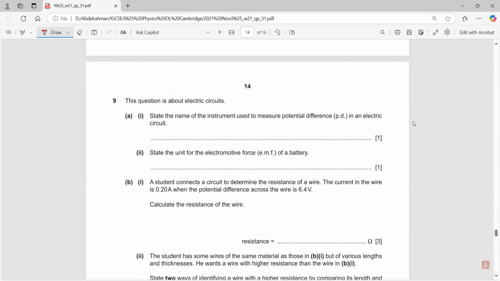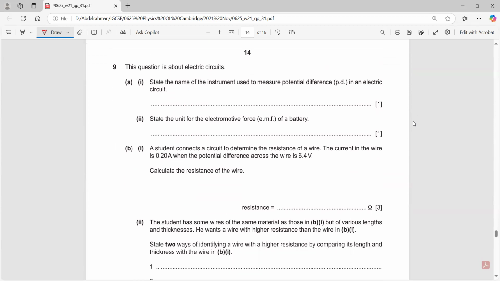State the name of the instrument used to measure the potential difference. What is the instrument that measures the potential difference? It is the voltmeter. Can you tell me what is the unit of the potential difference? The unit of the potential difference is volts. Yes, volts. Excellent. Okay.